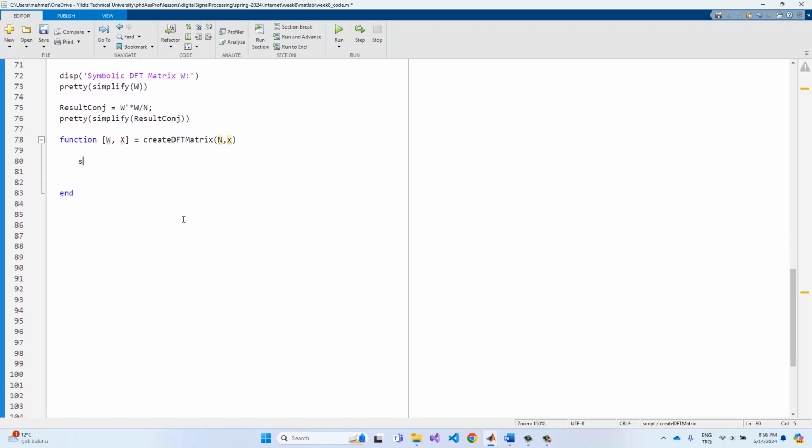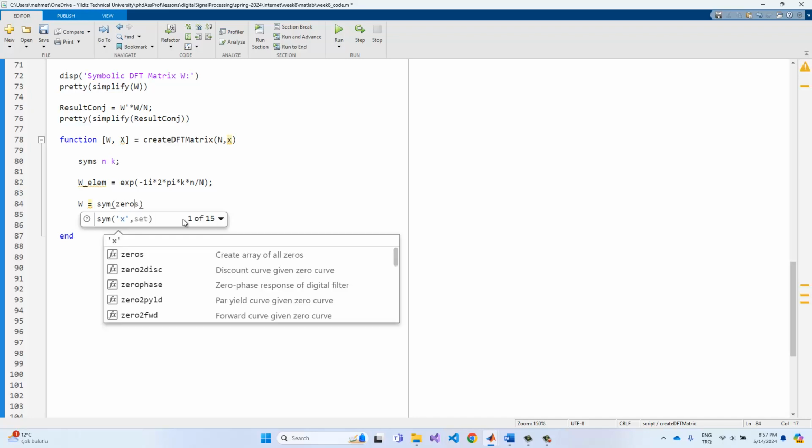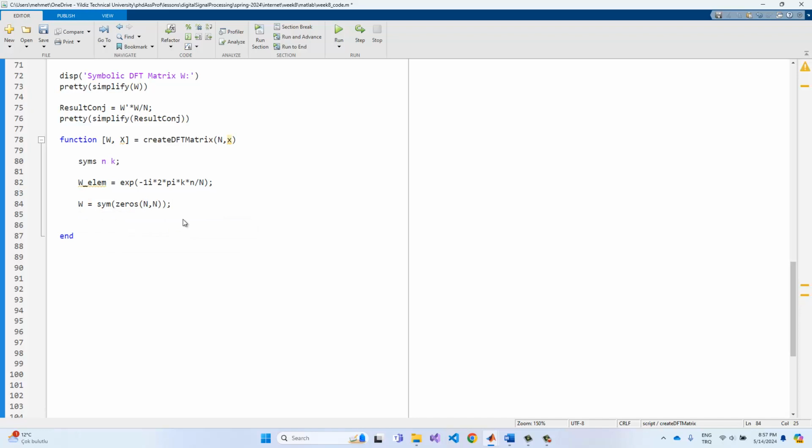So firstly we need to create the syms N and K in here, and W_lm should be created with the exponential terms of minus i times 2 times pi times K times n divided by N. Okay, and so W can be created as the symbolic matrix with zeros N times N. This is the initial condition of this W matrix. And so for k equals 0 up to N minus 1, and for n which equals 0 to N minus 1, W(k plus 1, n plus 1) should be assigned with the substitution of the W_lm. Okay.